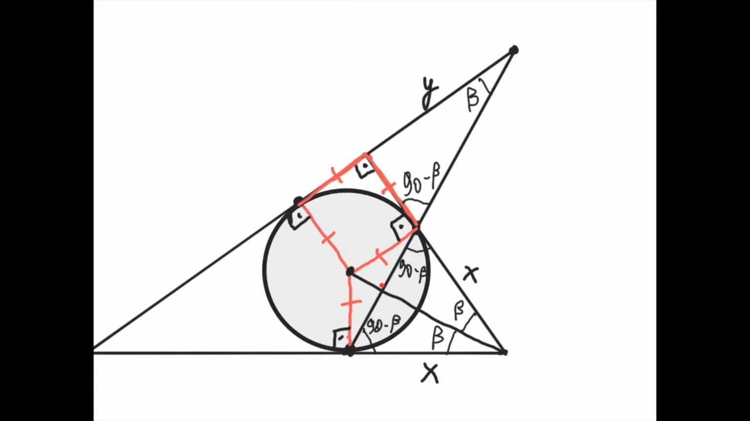I'll consider this right-angled triangle. We have that this angle is beta, and this side is x. And therefore, this side must be x times sine of beta divided by cosine of beta. And now since we have a square here, then this side is also x times sine of beta divided by cosine of beta. Now consider this triangle. Since this side is x times sine of beta divided by cosine of beta, then this side would be x divided by cosine of beta. And this side would be just x.